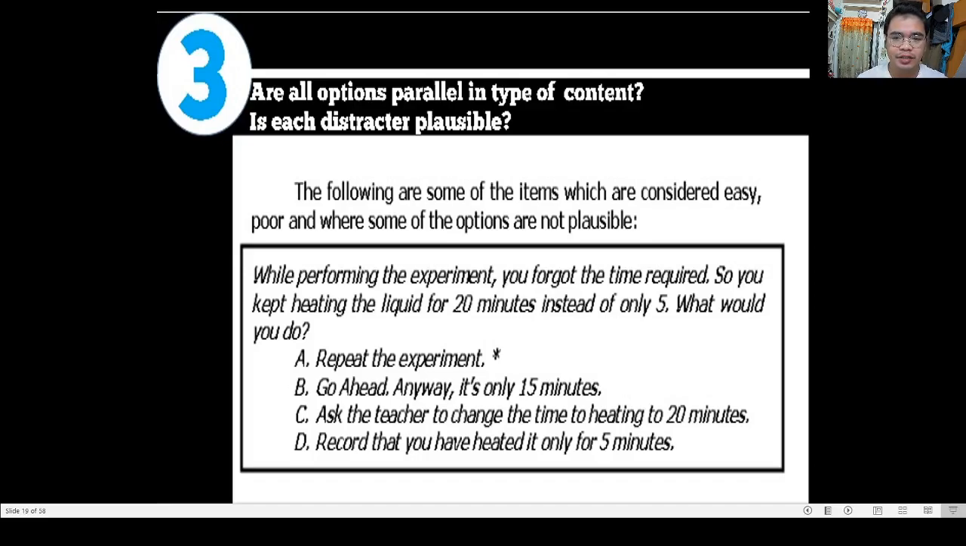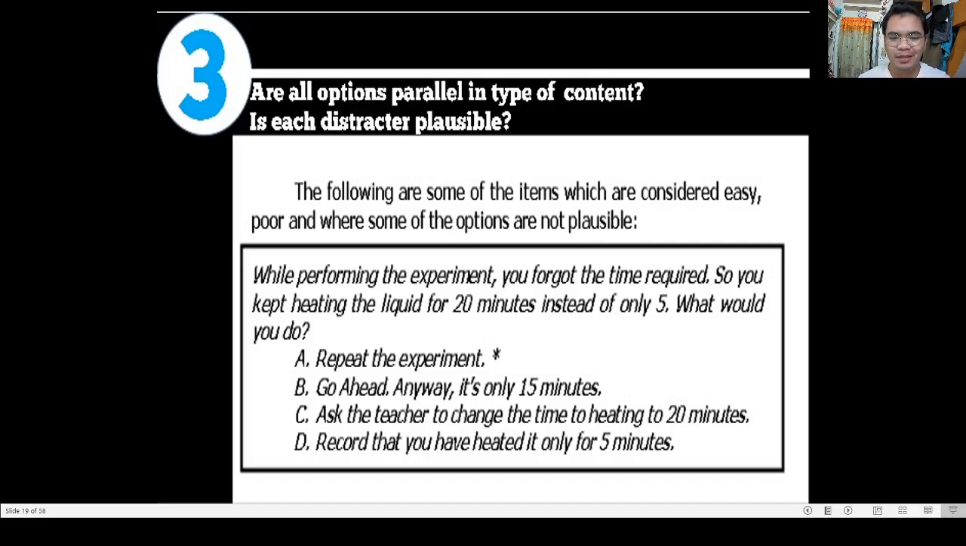The following are some of the items which are considered easy, poor, and where some of the options are not plausible. For example: While performing the experiment, you forgot the time required, so you kept heating the liquid for 20 minutes instead of only 5. What would you do? A. Repeat the experiment. B. Go ahead, anyway, it's only 15 minutes. C. Ask the teacher to change the time of heating to 20 minutes. And D. Record that you have heated it only for 5 minutes. So you see, B, C, and D, kung may common sense ka, hindi mo gagawin yan, di ba?